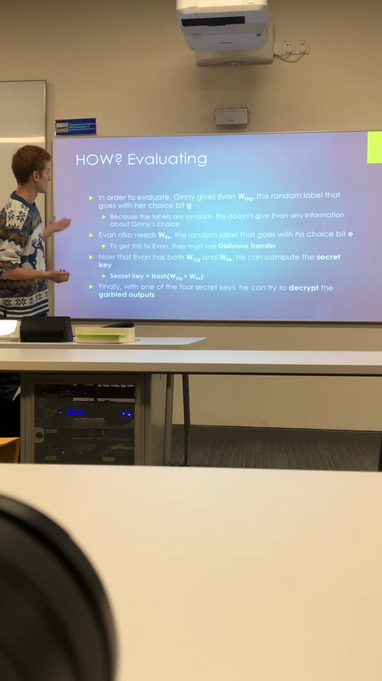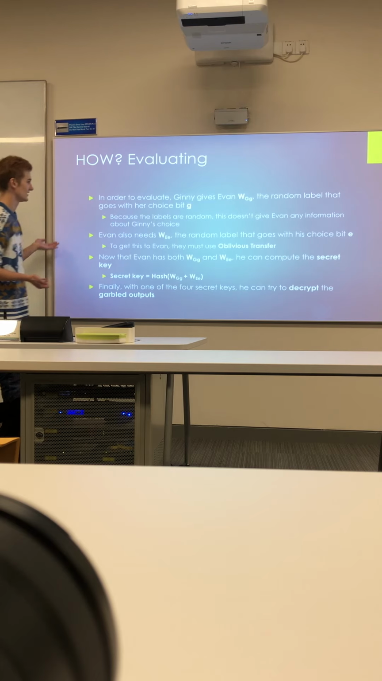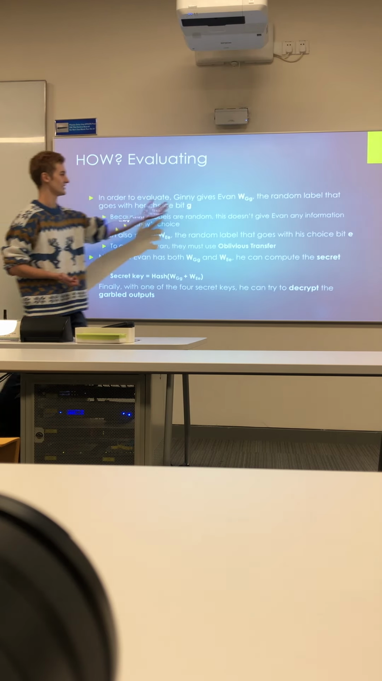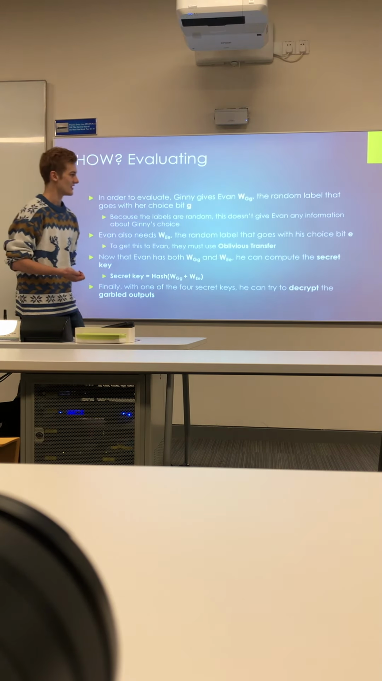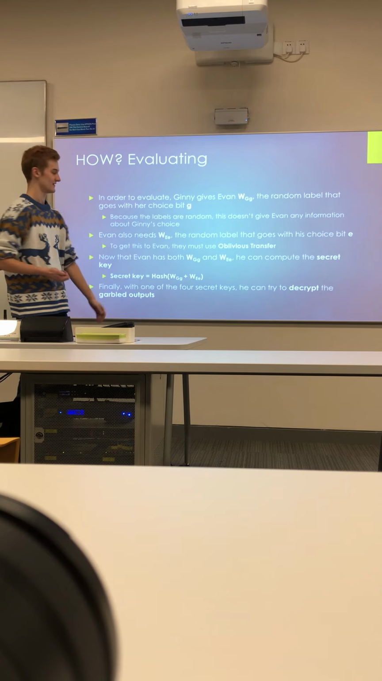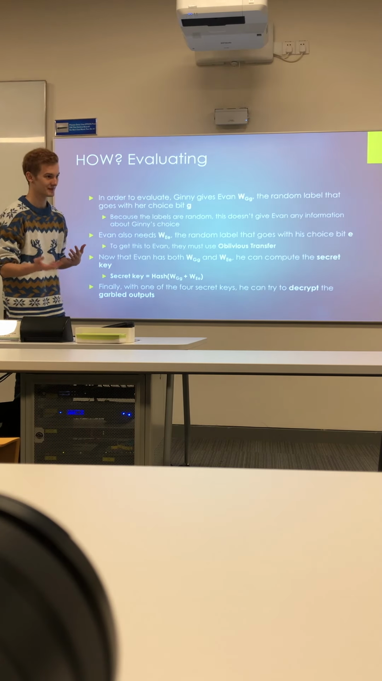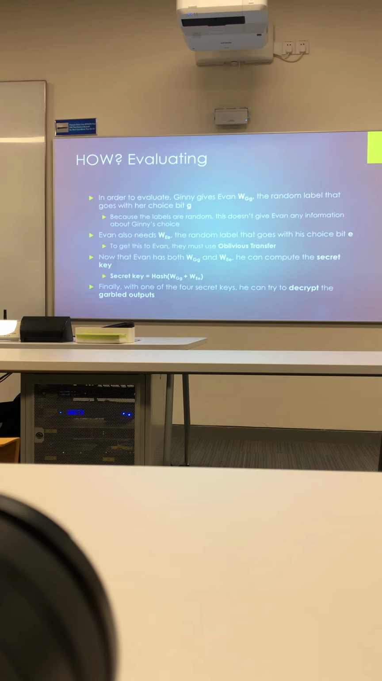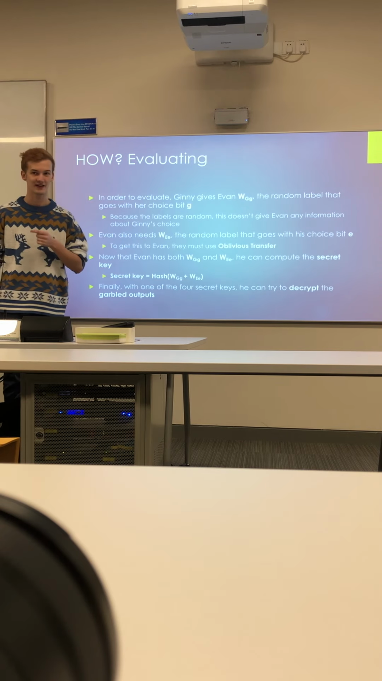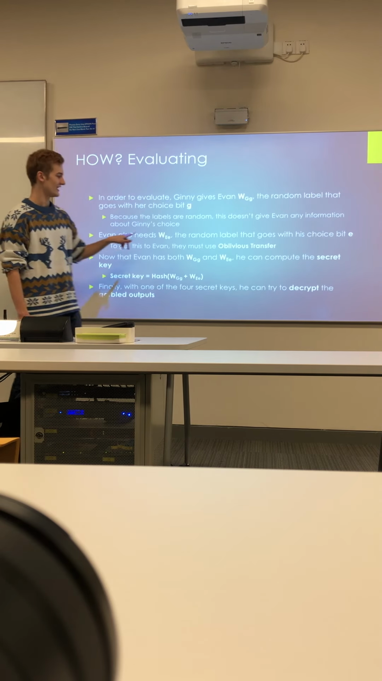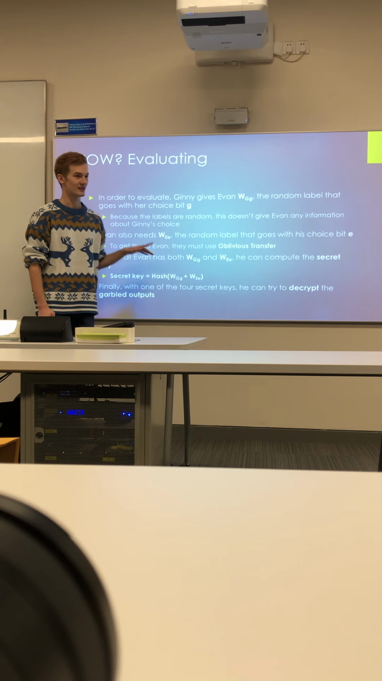Okay. And the way that this is possible is for Ginny to give Evan the random label just out in the open. Because it's a random label, nobody else is going to be able to use that information to do any harm without the other random labels that are associated with Evan. However, there's another piece of information that Evan needs, and that is the specific random label that goes with his choice.